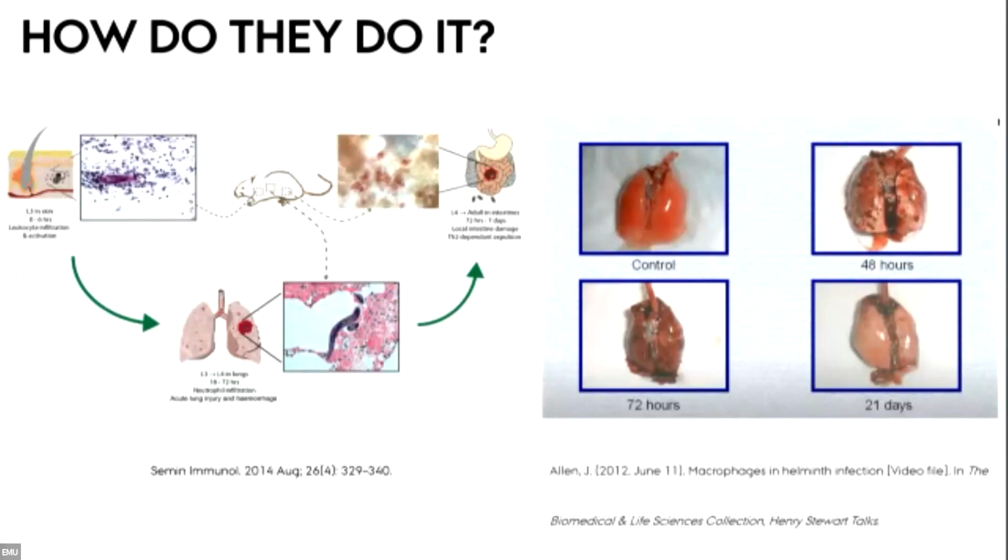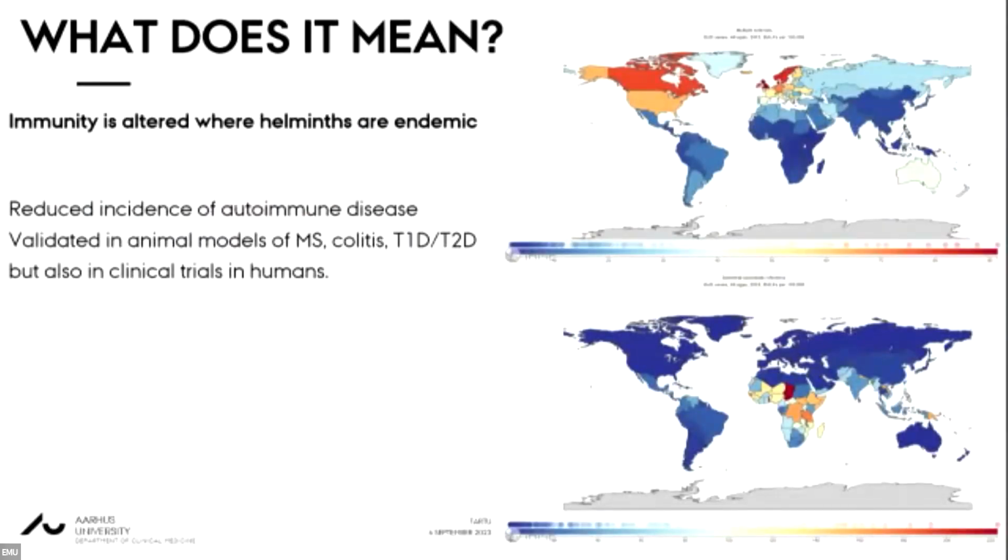This is a hookworm, so it has a migratory stage where it will go through your lungs, eventually ending up in your intestine. And we can see the damage that's accumulated in the lungs fairly rapidly, but it restores quite quickly too. So what does it mean? Immunity is altered where helminths are endemic. So we see a much reduced incidence of autoimmune disease, such as MS, where helminths are endemic.